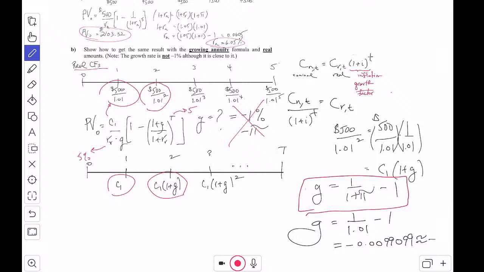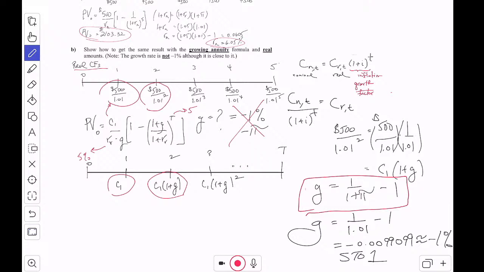Almost negative 1%. Okay, but it's not exactly. So we're going to store this in 1 now to be used for our calc. Excellent. Thank you for staying with me here.